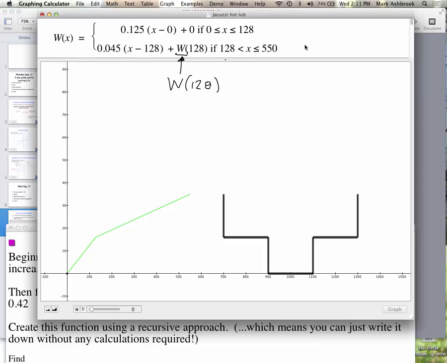So from here on out, when we make these piecewise functions, this is what's called a recursive definition. It's using something before to define something new. To define this second line, we're using the function value at the end of the first line, right here. We're using that output, which we know is 16, but we can represent it as W of 128, and mathematically it is that starting y value from which the new piece of the graph emerges. Does it make sense?